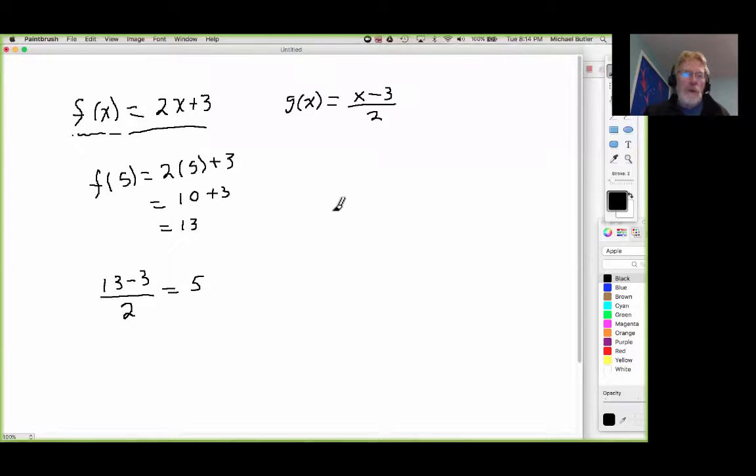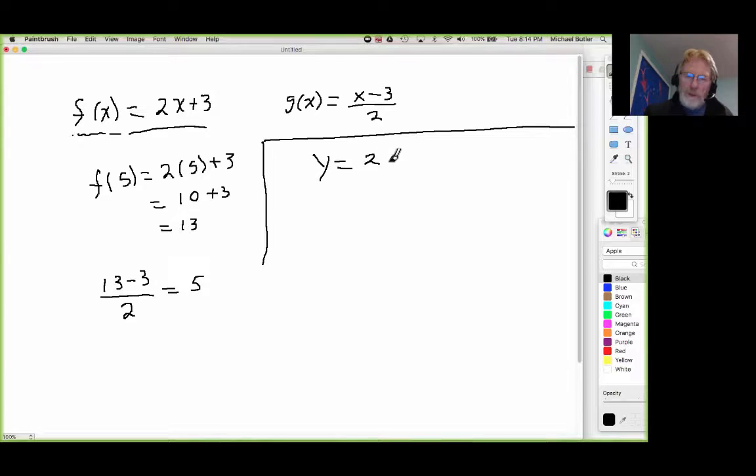In other words, when I get done here with f of x, if I take that output and feed it into g of x, it's going to take me right back to where I started. So one way mathematically to think about this is that if you had y equal to 2x plus 3, that being my f function.